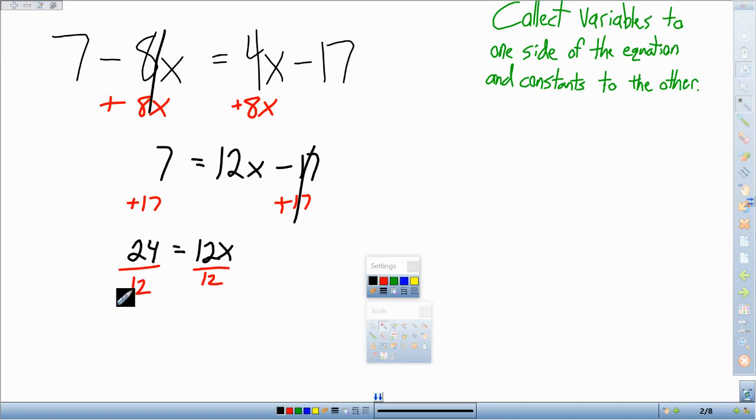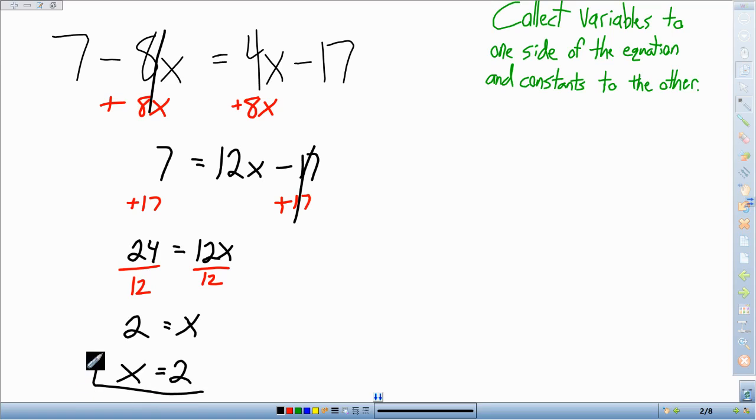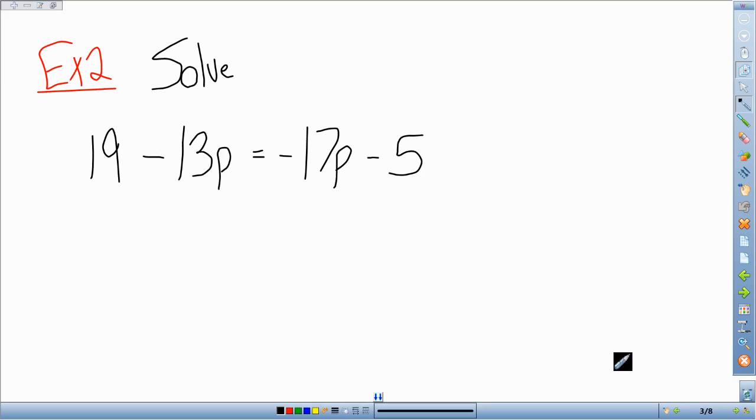Okay, so again, just another little baby step here, but having variables on both sides is quite a bit different than what we've been doing the last few lessons. And if you ever get 2 equals x, flip-flop those around as x equals 2. Okay, so let's try another one together where we still have variables on both sides. So take a second, copy this.